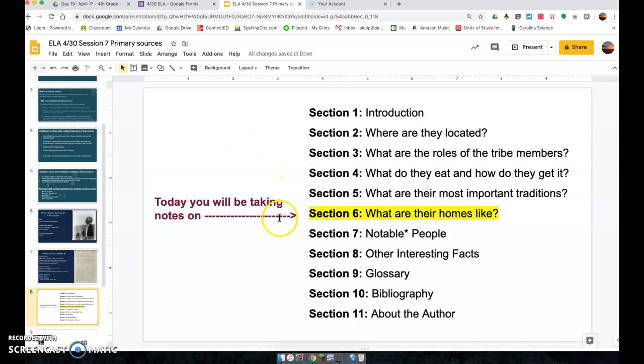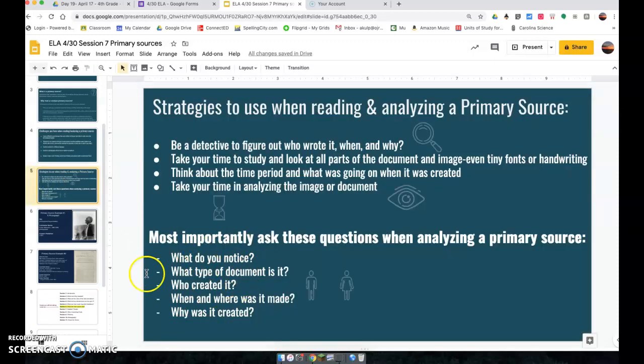Today you'll be taking notes on section 6, what are homes like? Maybe you come across a primary source, maybe you don't. Like I said at the beginning of this lesson, you do not have to use a primary source. What you do need to do today, though, is make sure you fill out the Google form for today's ELA lesson. There will be a question on what primary sources are and what strategies readers use when reading a primary source. Think about those 5 main questions that I just showed you. That hint would be the strategies that readers use. And I know in the beginning I shared with you what a primary document was.